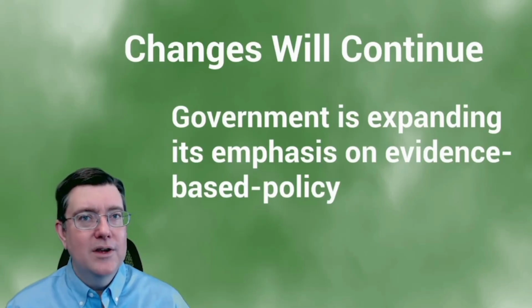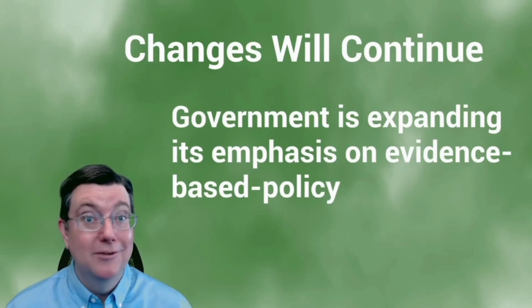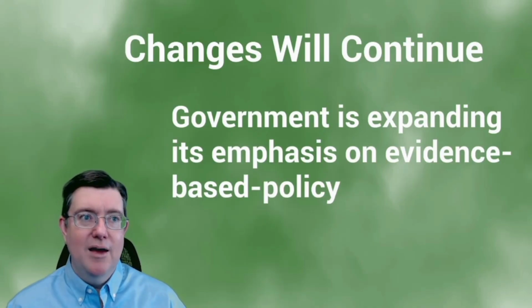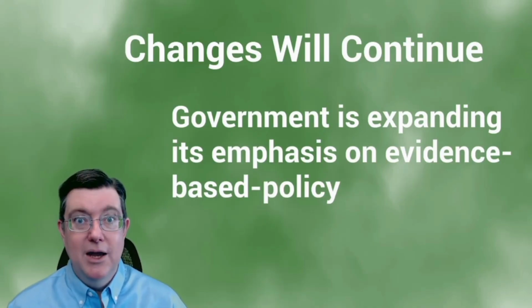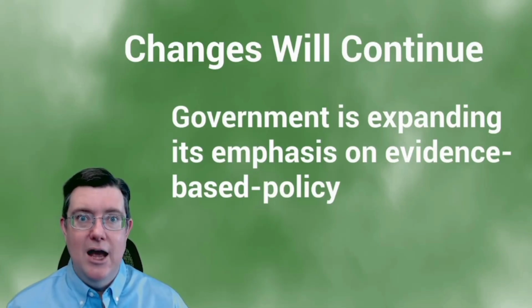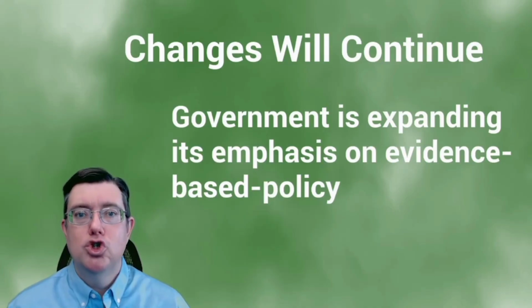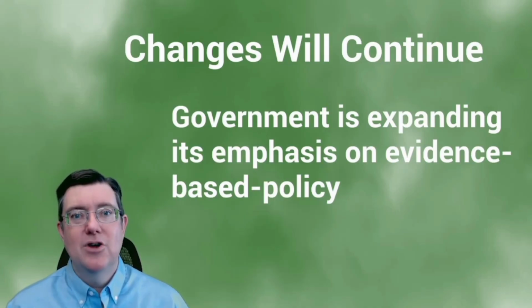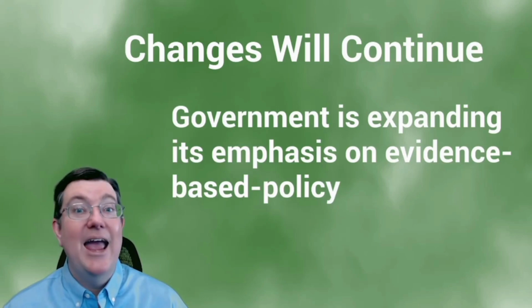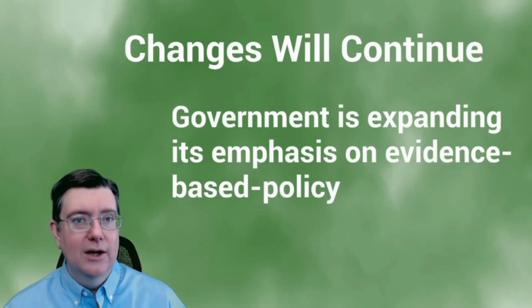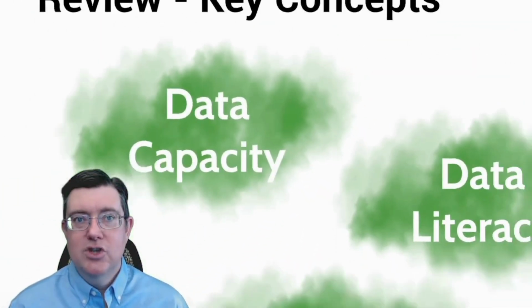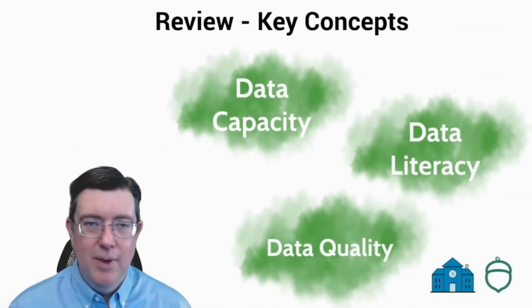The other part of this is that changes are ongoing. They're going to keep changing. Government is really expanding its emphasis on evidence-based policymaking. And evidence in government agencies means data. You're going to need to be able to show that you've been successful and that what you are doing works based on the data that you're collecting, and you have to show that the data you're collecting is of high quality. So this is going to be an ongoing series of changes that take place around data capacity.